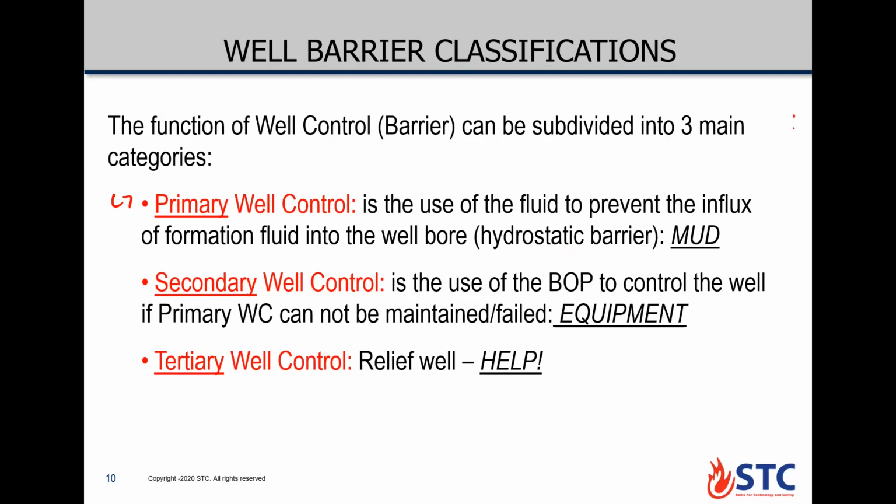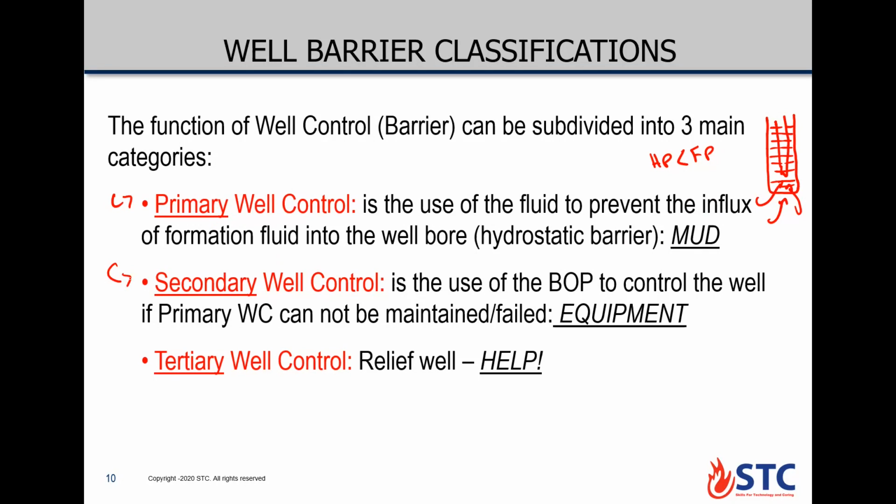Let's imagine we have here our well, and this is our drill string. We are in a drilling operation. As long as our hydrostatic pressure here is greater than the formation pressure, no formation fluids will enter the well. Once the hydrostatic pressure is less than the formation pressure, the formation fluids will enter the well, causing the well to flow. So the primary barrier is the use of the mud to prevent the influx, or the formation fluid, from entering the well. Once we lose our primary barrier, it is time to use the secondary barrier.